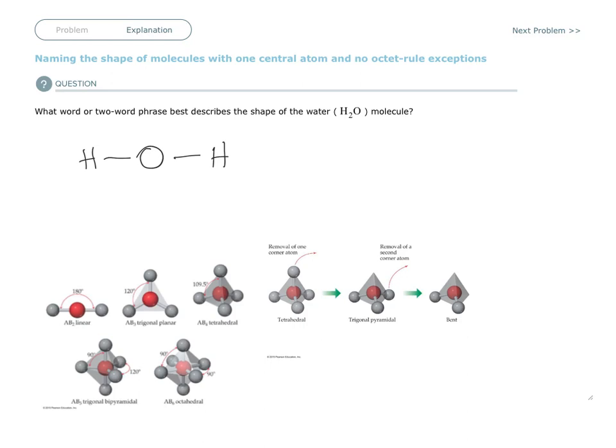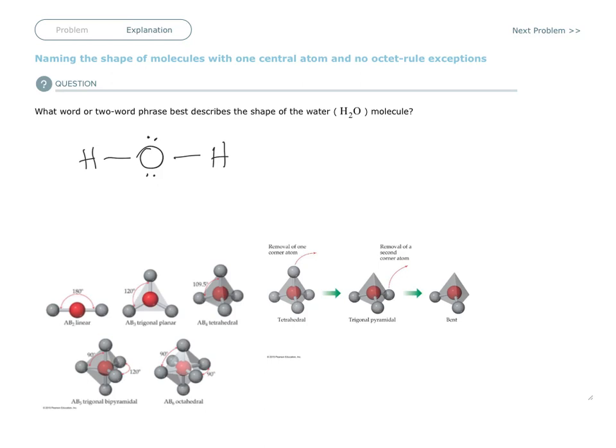Well, I need an octet around the oxygen, so I'm going to write 1, 2, 3, 4, 5, 6, 7, 8. So oxygen is obeying the octet rule. Hydrogen is obeying the octet rule because it has 2. The other hydrogen has 2. Everything is fine. So this is no octet rule exceptions.